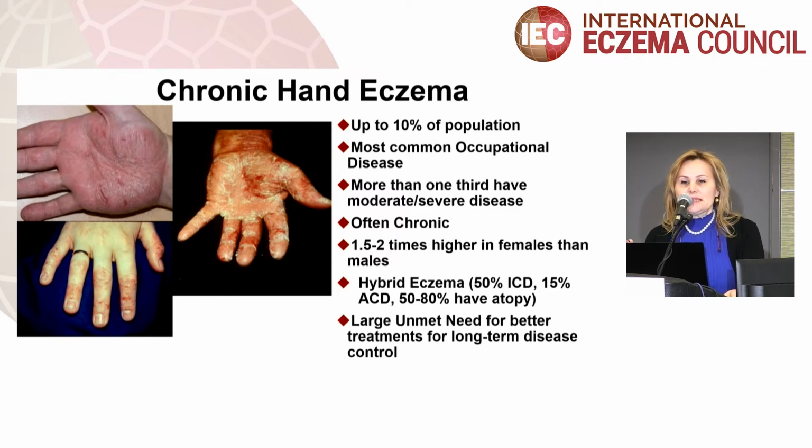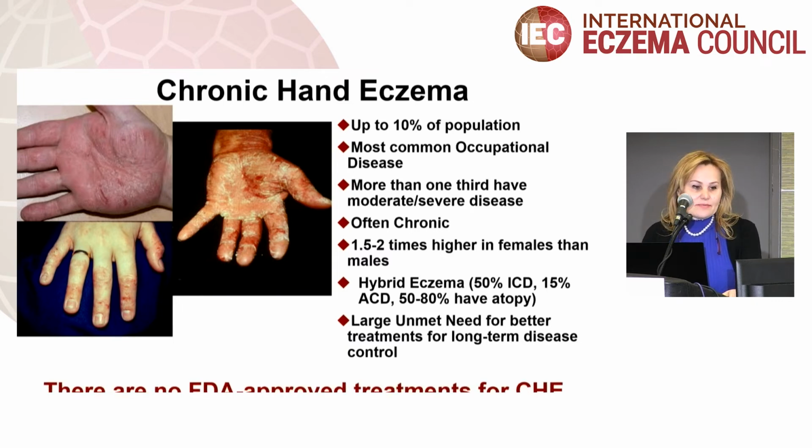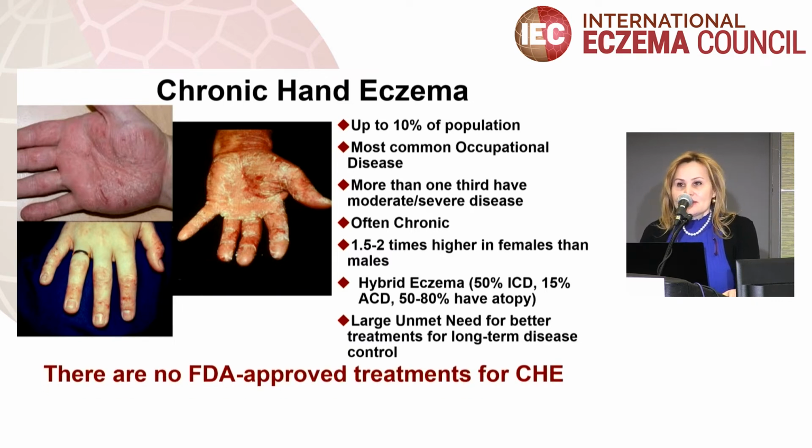And it's usually a hybrid eczema. It's hard to say that it's either irritant contact dermatitis or atopic dermatitis or allergic contact dermatitis; many of the patients will have more than one. And there is a huge unmet need for better treatments for long-term disease control in these patients because they always come back when they use topicals. And currently, as we know, no FDA-approved treatments for CHE.